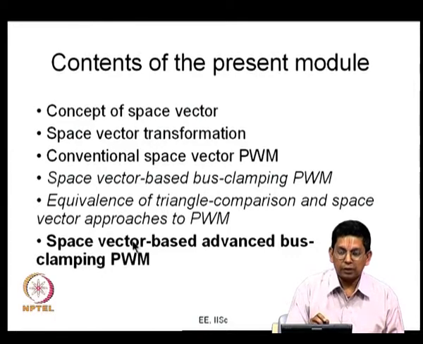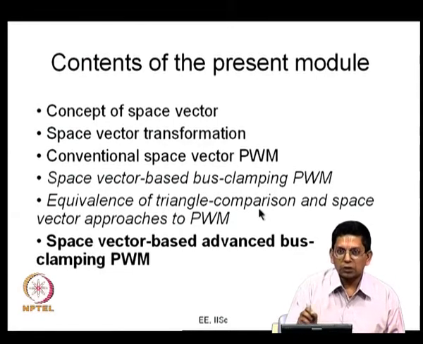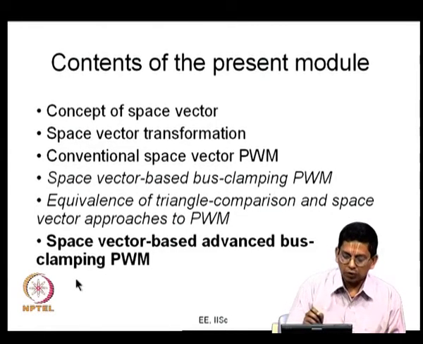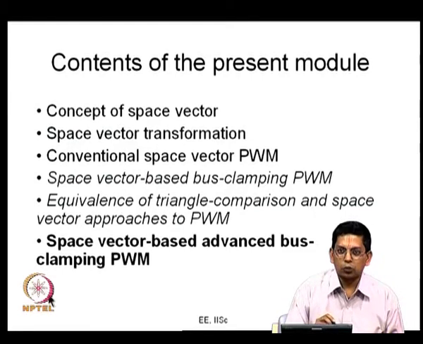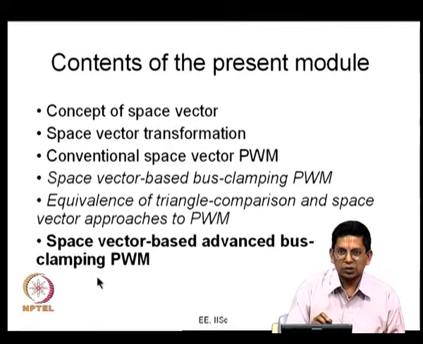As I have been telling you, the space vector approach is a little more general than the triangle comparison approach. Certain things which are possible with space vector are not possible with triangle comparison. Almost everything that triangle comparison can do, the space vector approach can also do. Whatever PWM waveforms can be produced using the triangle comparison approach can also be produced using the space vector approach, whereas the converse is probably not true. There are certain pulse width modulation methods which are based on the space vector idea and are not possible using the triangle comparison method. Some such methods are the advanced bus clamping PWM, and that is what we will be emphasizing today.